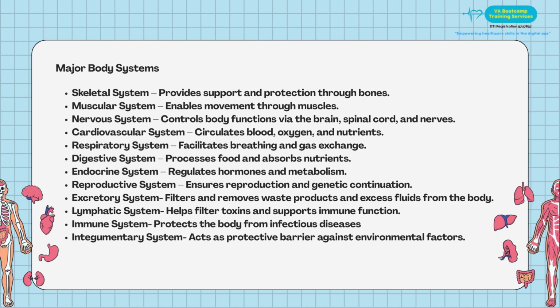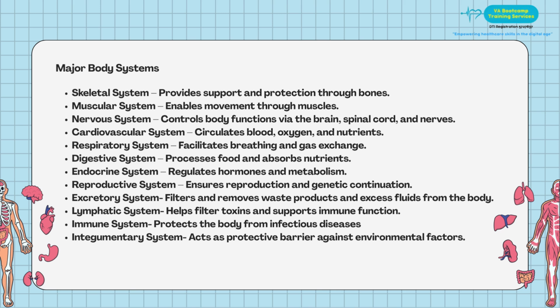Major body systems. The human body is organized into several major systems, each responsible for specific functions. Here are the main ones. Skeletal system provides support and protection through bones. Muscular system enables movement through muscles. Nervous system controls body functions via the brain, spinal cord, and nerves. Cardiovascular system circulates blood, oxygen, and nutrients. Respiratory system facilitates breathing and gas exchange. Digestive system processes food and absorbs nutrients.